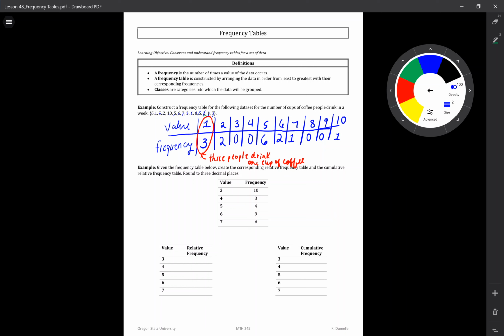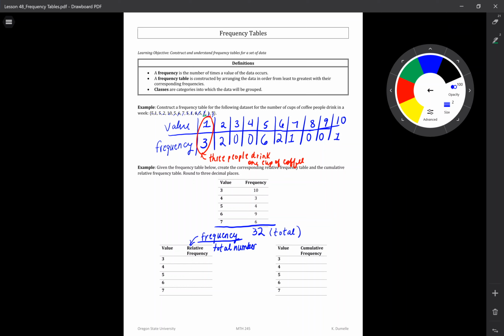So we have this frequency table here, and the relative frequency, how we calculate this is the frequency divided by the total number. So in order to get this total number, I need to add up all of my frequencies in this table. So 10 plus 3 plus 4 plus 9 plus 6, this is 32. So total, I have surveyed or collected data for 32 people total. So this is my total.